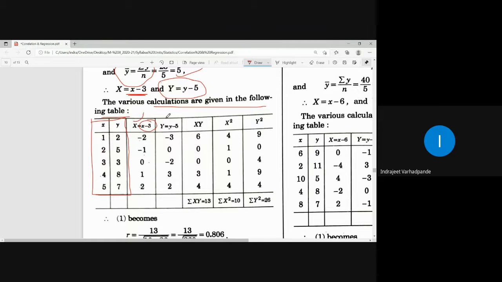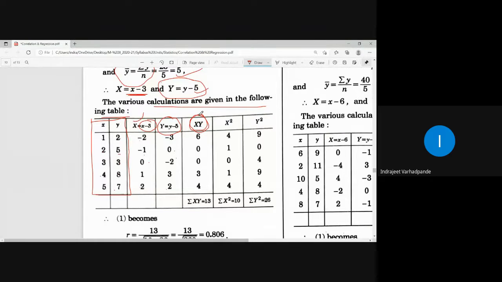Similarly, subtract y bar from each observation y. Y bar is 5, so capital Y is calculated as y minus y bar. Subtract 5 from each observation: 2 minus 5, 5 minus 5, 3 minus 5, 8 minus 5, 7 minus 5. Now I am interested in taking the product of X and Y. Unless we calculate capital X and capital Y, we cannot get the product.